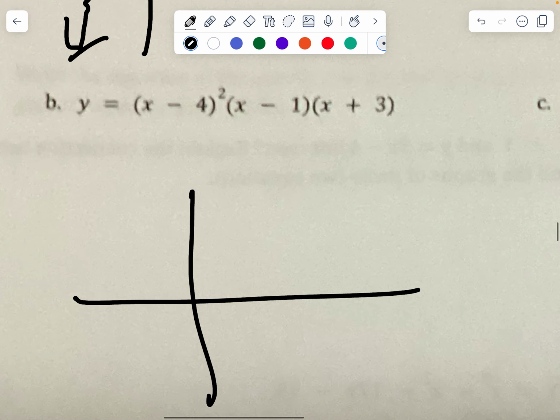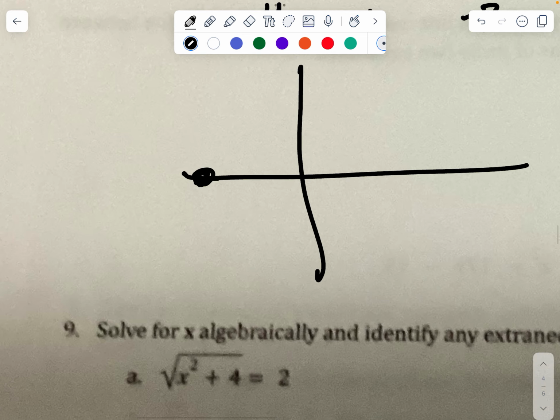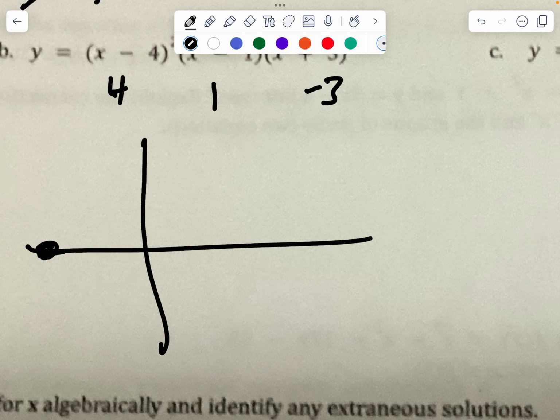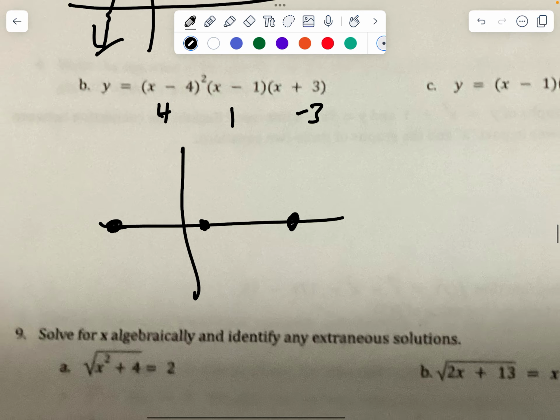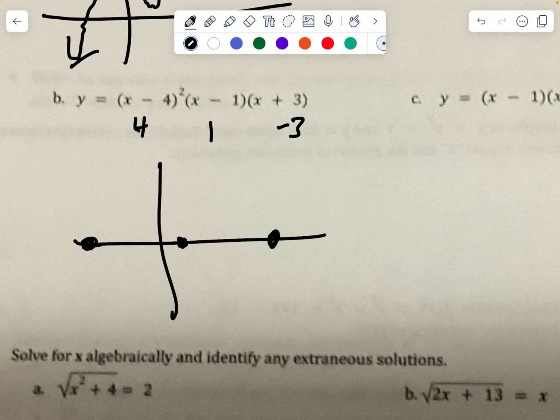Gotta solve these real quick. This is going to be at 4. This is going to be at 1, -3. So I'll just kind of roughly estimate these real quick. I don't really like drawing my graphs too highly. So we have to figure out the degree first. So it's going to be 2 plus 1 plus 1, which is 4.